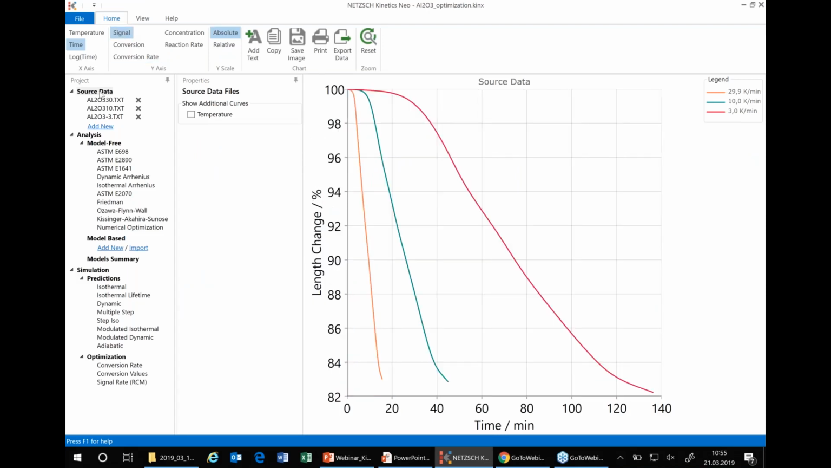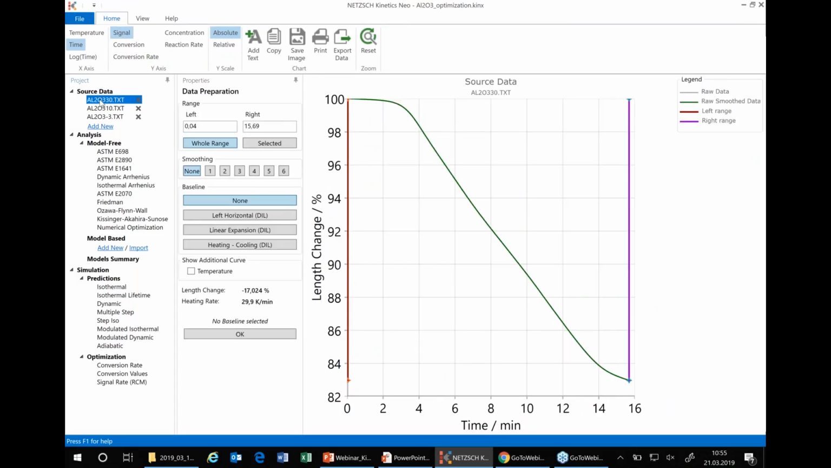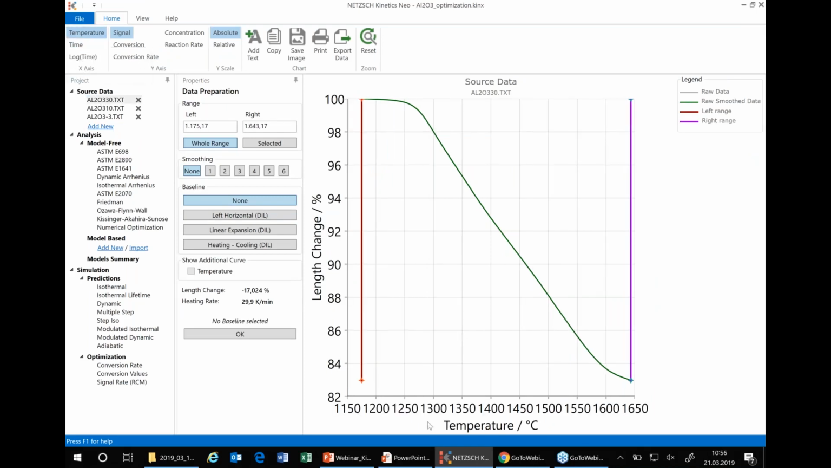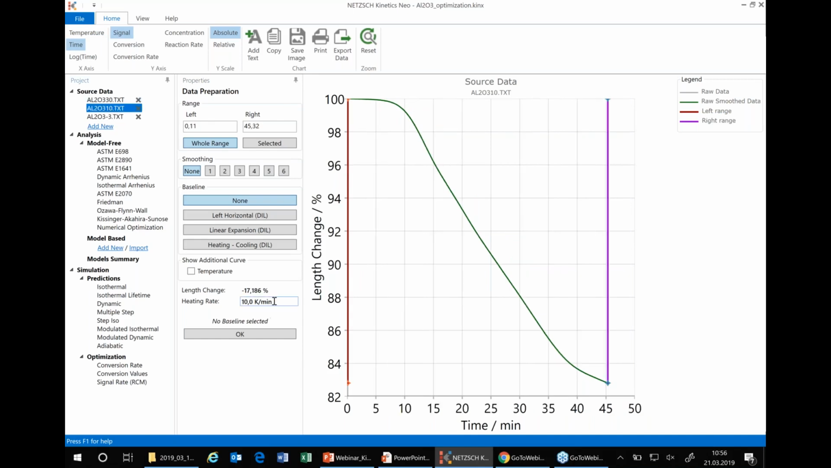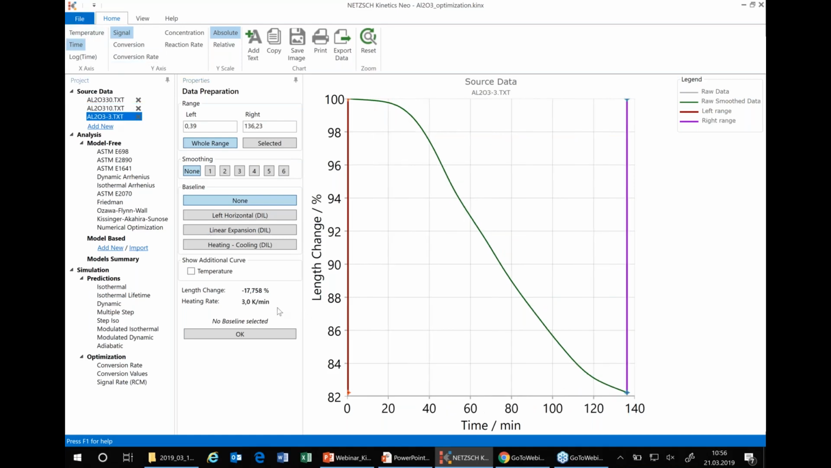the measurement profile. Here we have a measurement for sintering of aluminum oxide from 1150 to 1650 centigrade. It is done very fast with 30 K per minute. It takes just 16 minutes. The second measurement is with 10 K per minute, and it takes 45 minutes. The last one is slow, with 3 K per minute, and it takes a little bit more than 2 hours.